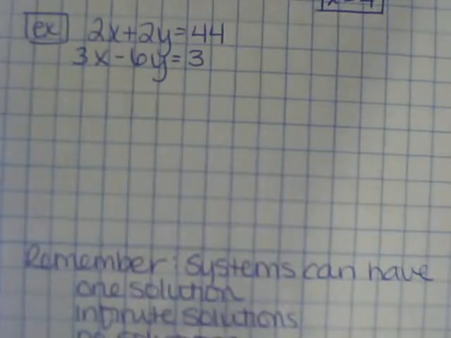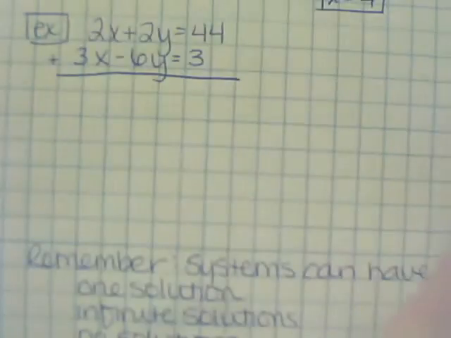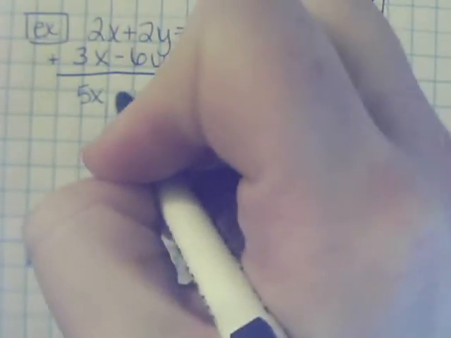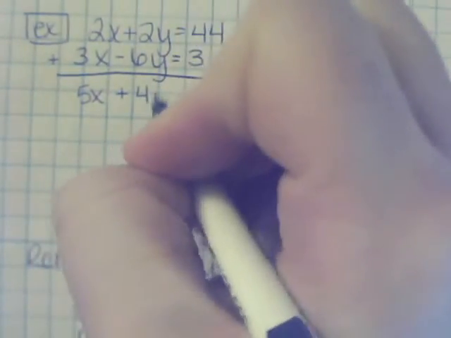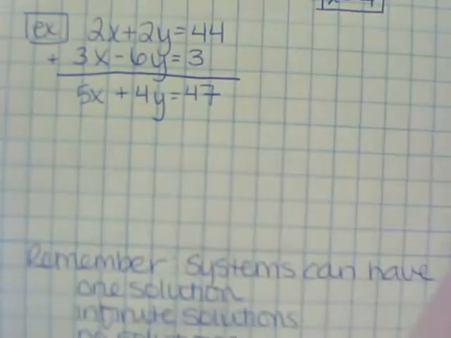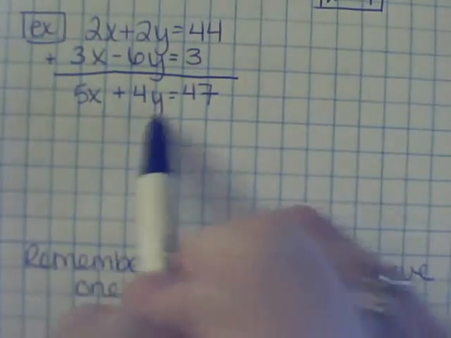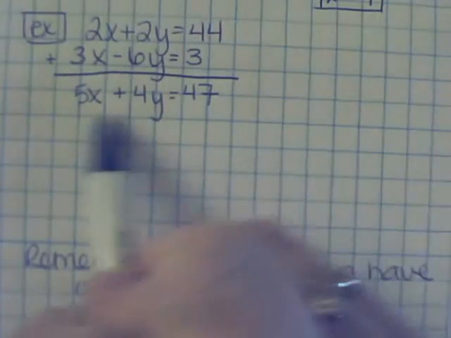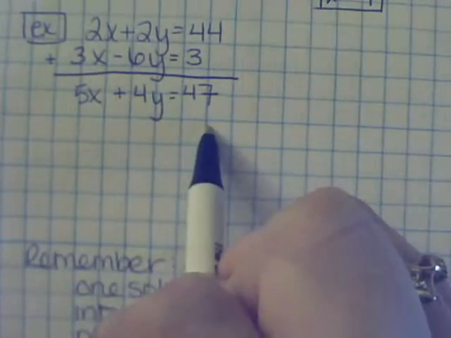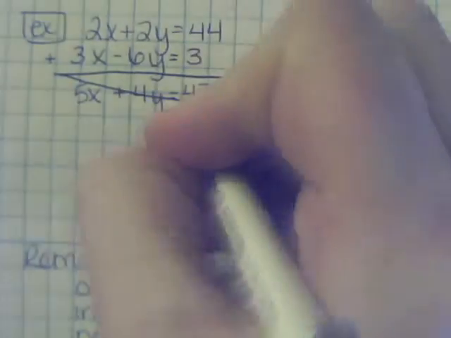Here's the second example for 8.03. If you start out the same way I showed you before, you're going to turn this into a giant addition problem. When you add down, you get 5x plus 4y equals 47. Notice how there wasn't a variable that was eliminated. The equation that you get when you combine them is not simple like the one we had before. When that happens, this does not help you at all.